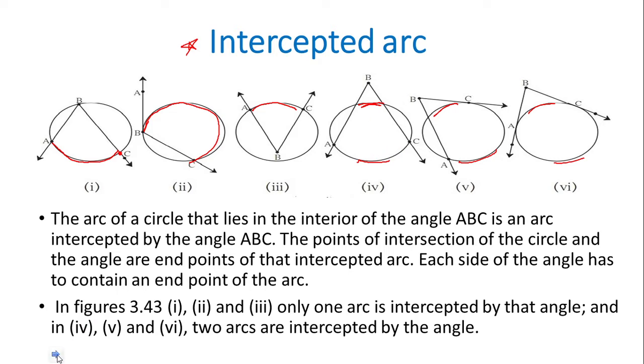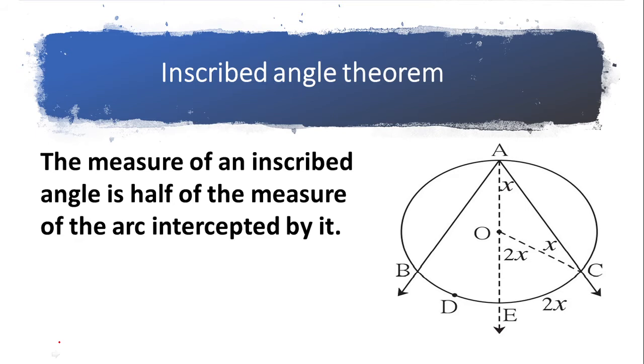Now after that, let's see the theorems which are related to it. The first one is the inscribed angle theorem. Now what is an inscribed angle? An inscribed angle is an angle whose vertex lies on the circle.